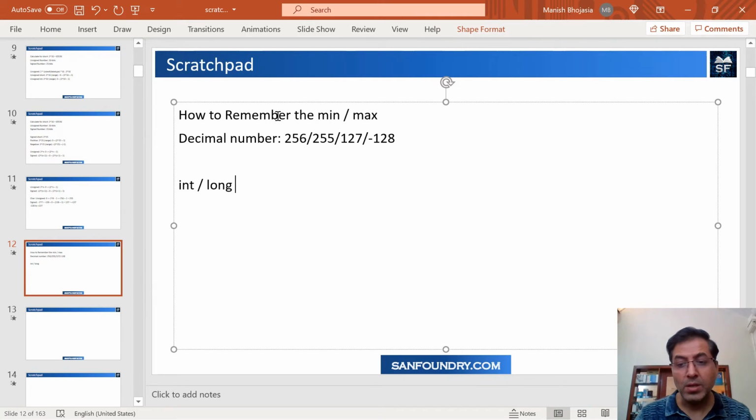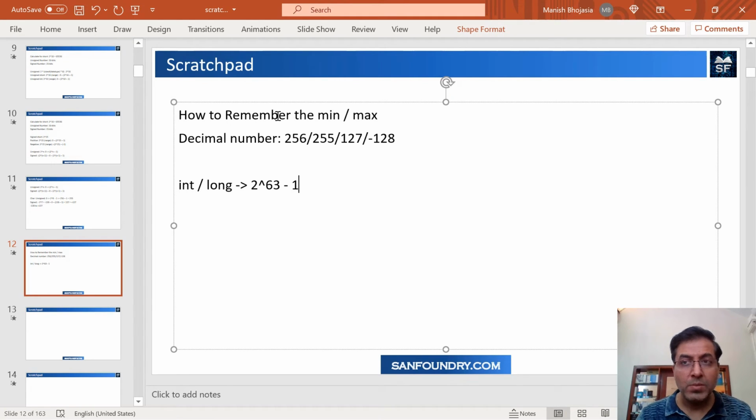We cannot remember long because long is a very high value. When you think about unsigned long, we are really looking at 2 to the power 64 minus 1, which is 63. Right? So this is the max possible value that you see for an unsigned long. So how do we remember?